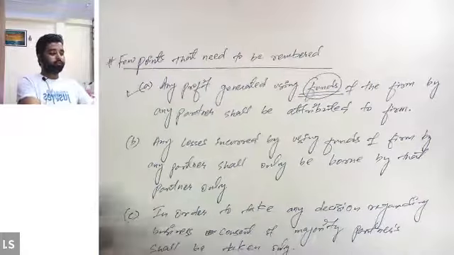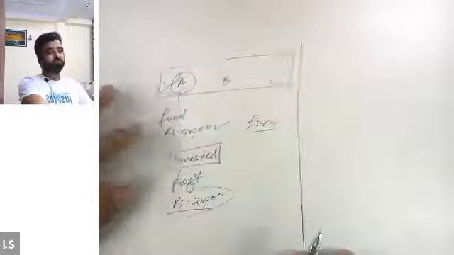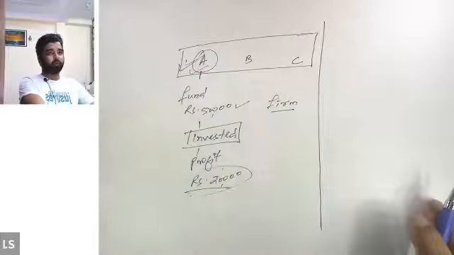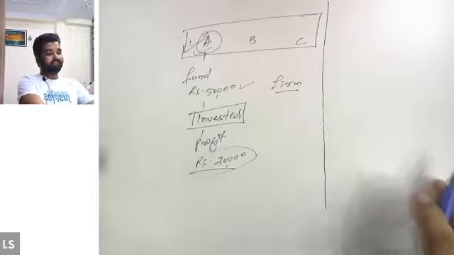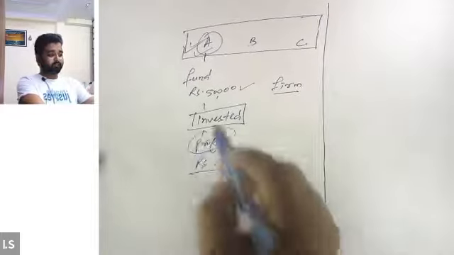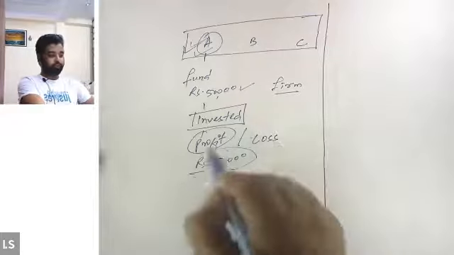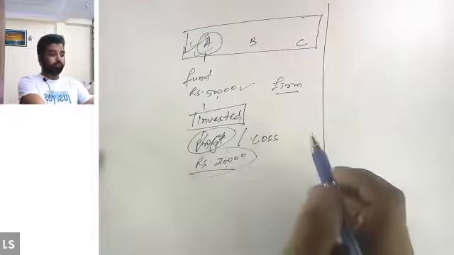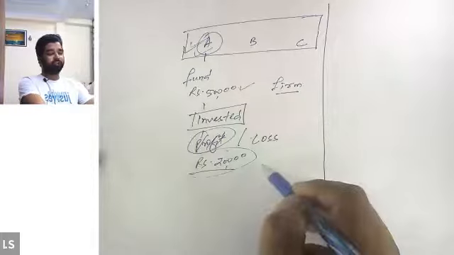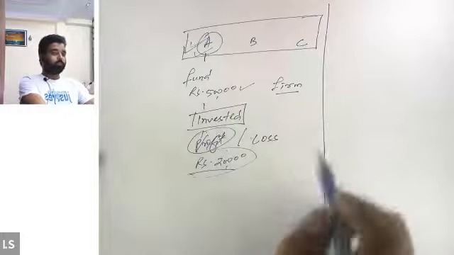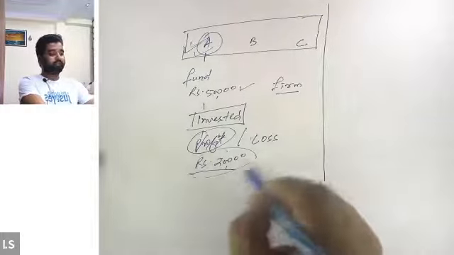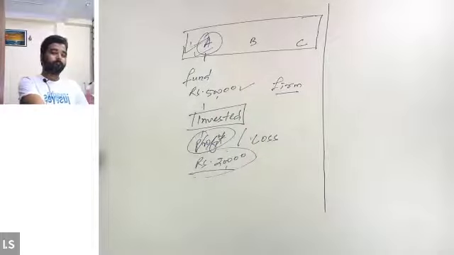But let's suppose any partner has used certain funds that belong to the firm. He has invested this amount in a particular venture, and instead of generating profit, this person has incurred a loss. Instead of generating a profit of rupees 20,000, what if Mr. A has generated a 20,000 loss? So is it possible that he can divide this loss among the other partners?